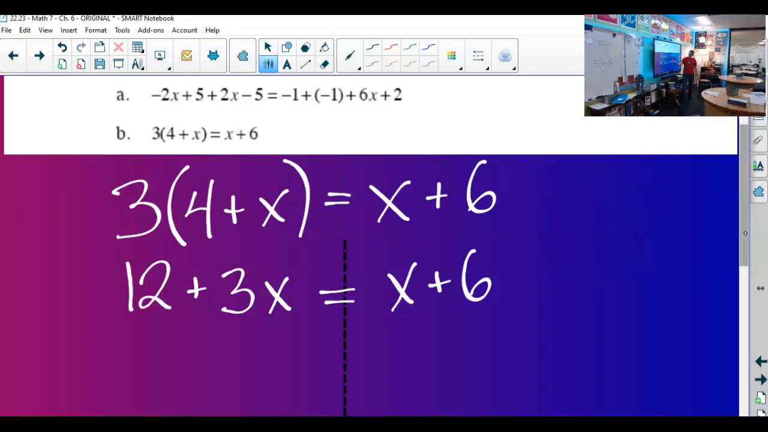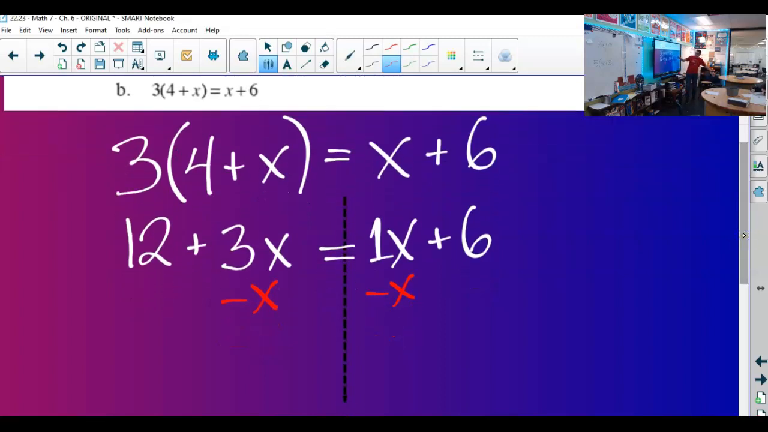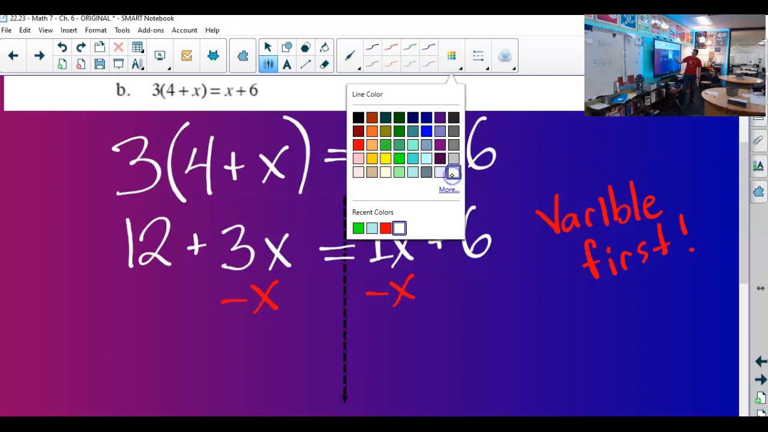To get the variable off of this side, what could I do? Add 3x plus x. To get this 1x off of this side, how do I get rid of this? A negative x or subtract x. So guys, please do this with me. I'm telling you, this is me trying to help you out to show you the better way. Because now I still have positive 2x. And if you want to make a note over here, variable first, give the variable to whichever side had the bigger variable to start so it stays positive.